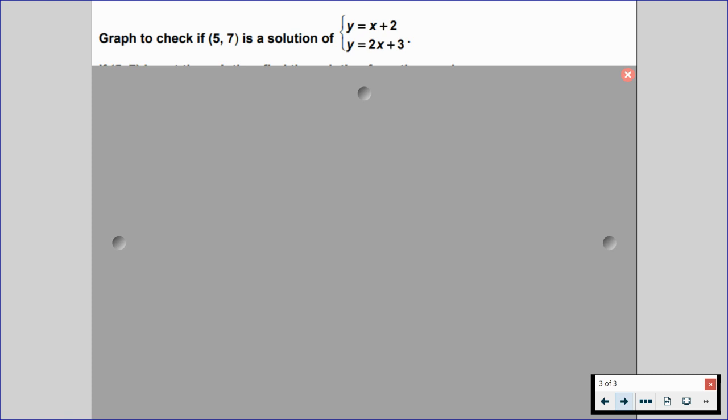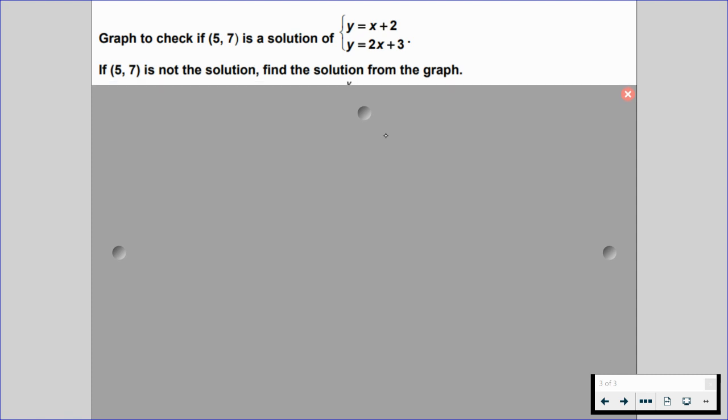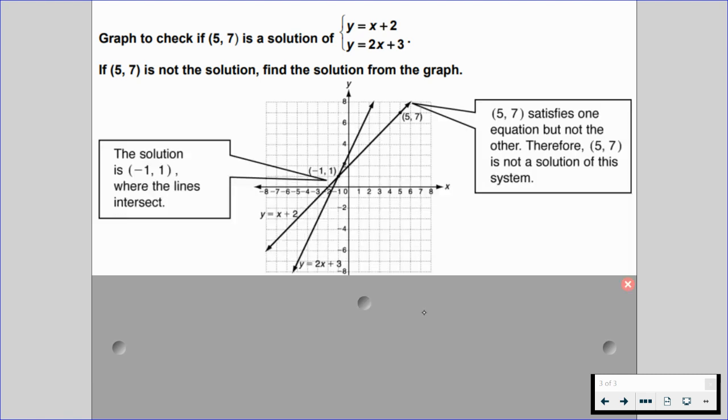All right, so now we're on the back side of our guided notes, and we want to graph to check if (5, 7) is a solution to this system: y = x + 2 and y = 2x + 3. So we can solve these systems by graphing. And if it's not the solution, we're going to find it. So let's look at the graph in which these systems form.